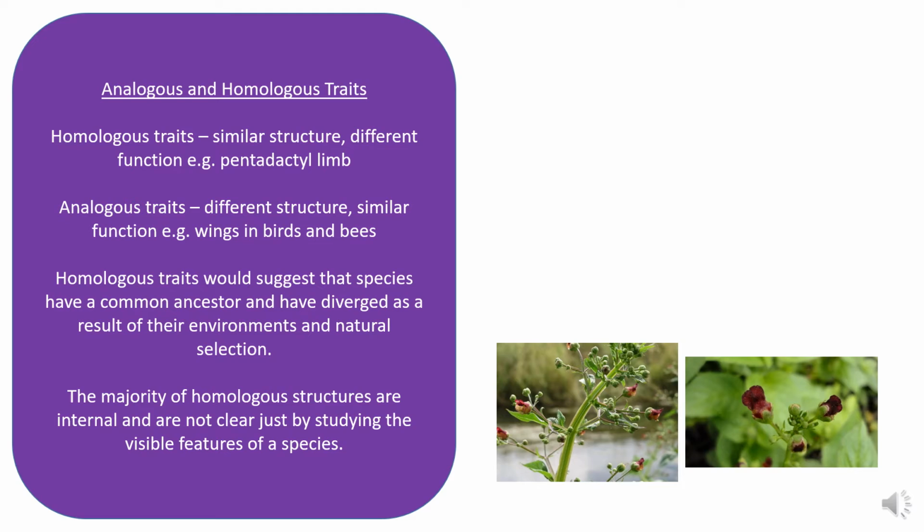Analogous traits have a different structure but similar function. So, for example, the wings in birds and the wings in bees are very different, but their function is the same, which is to allow them to be able to fly.